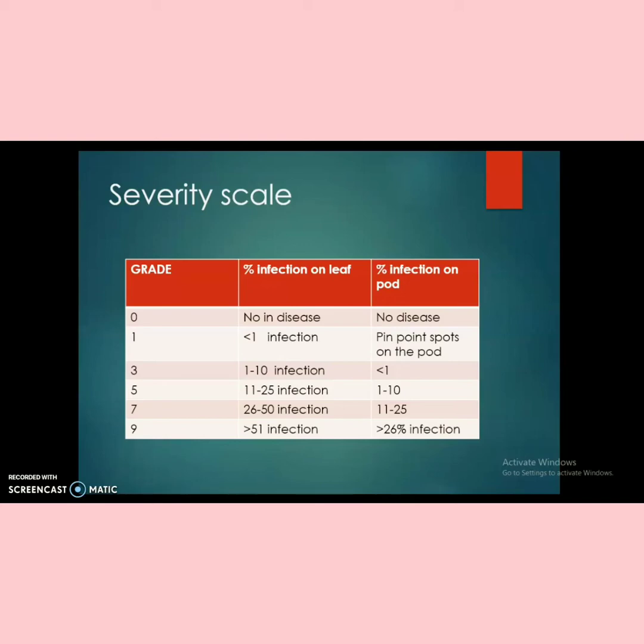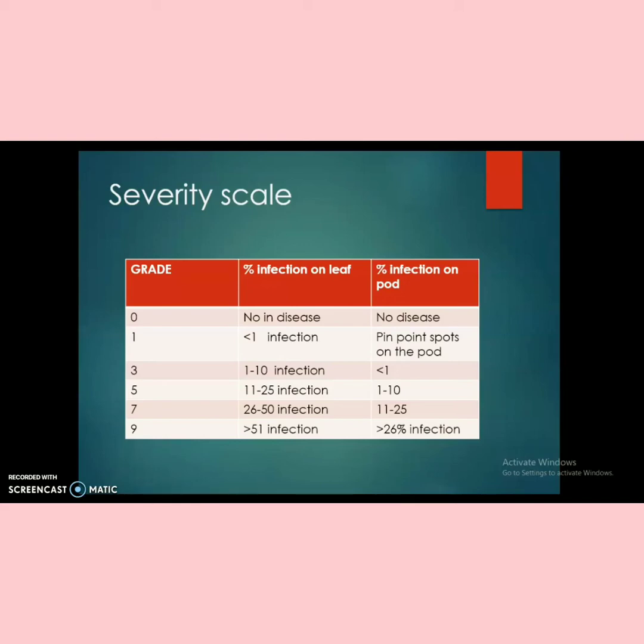If the grade is 5, then the percent infection on the leaf is 11 to 25%, and percent infection on the pod is less than 1%. If the grade is 5, percent infection is 11 to 25% on the leaf, and on the pod it is 1 to 10%.